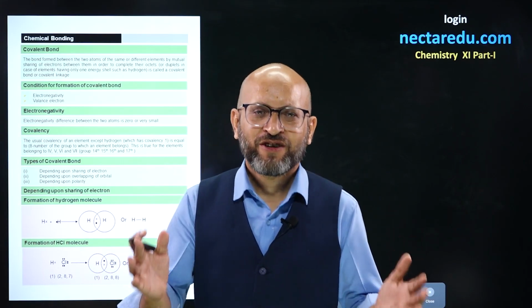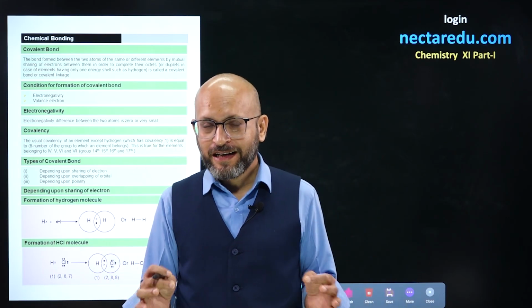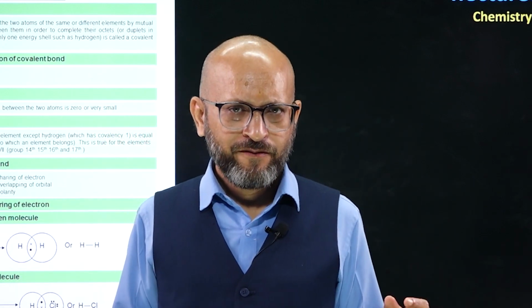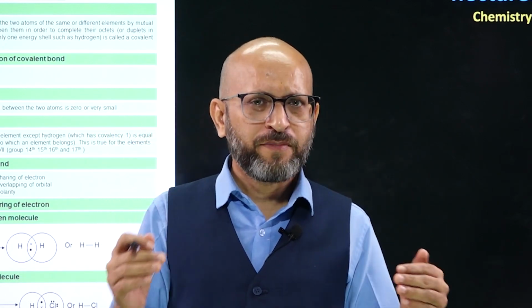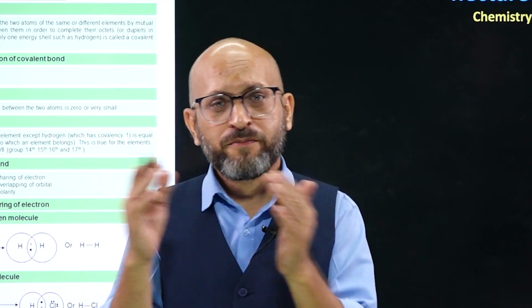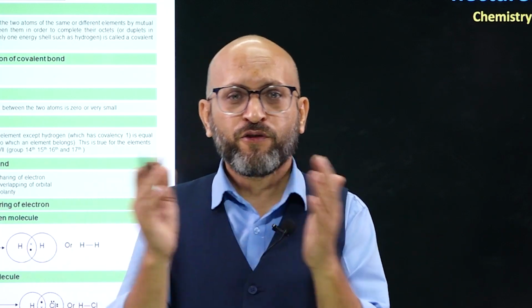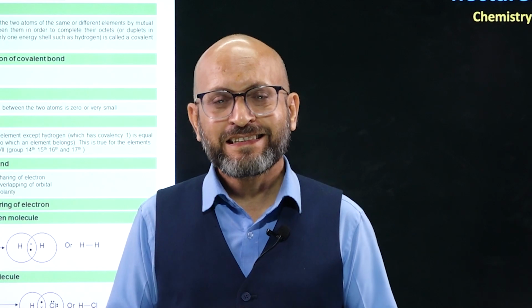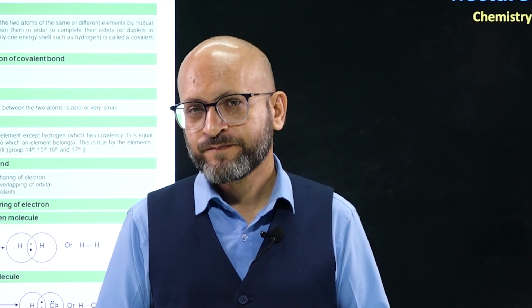What is a covalent bond? A covalent bond is a bond between non-metals. For example, a bond between carbon-hydrogen, carbon-carbon, chlorine-chlorine, fluorine-fluorine. So, in general, a bond between non-metals is a covalent bond.